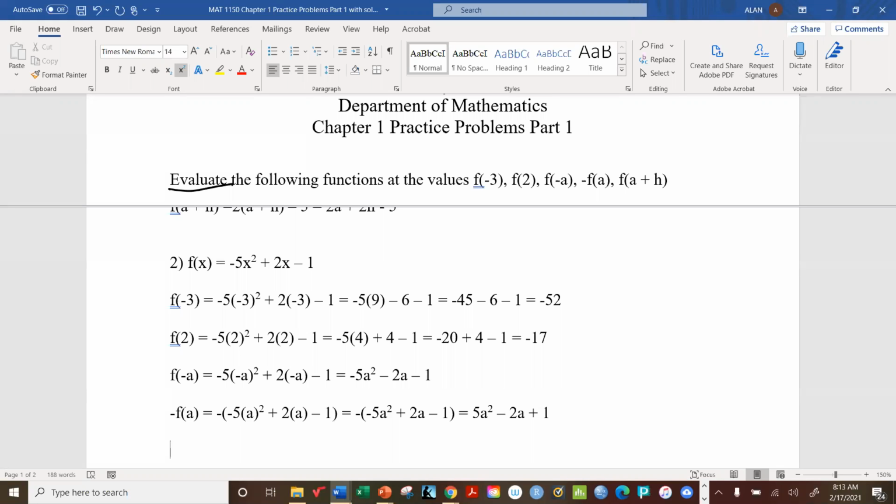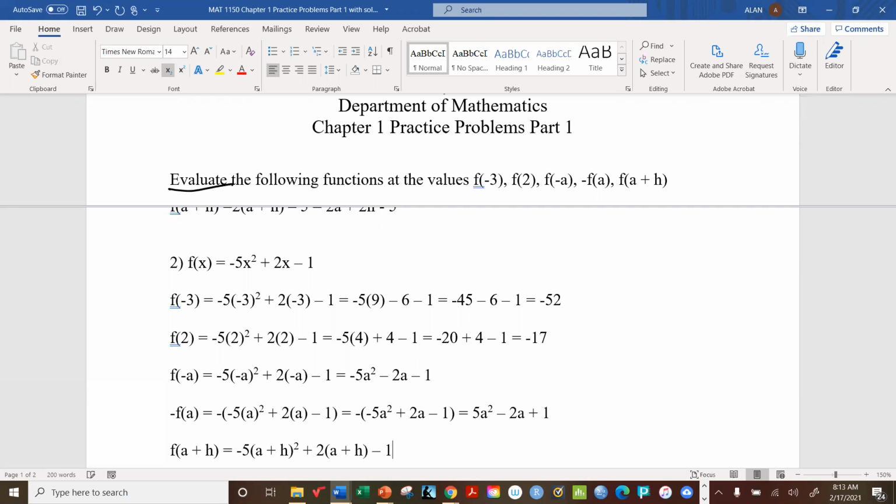And then now this one, wow, this is going to be a bit of a challenge. All right, but let's try it. So a plus h is squared now. Then we'll have 2 times a plus h. So we're going to have a lot of multiplying to do here.